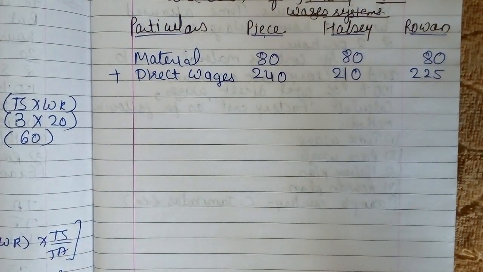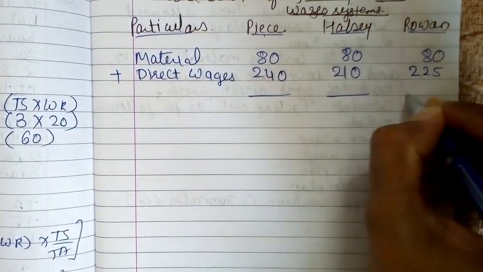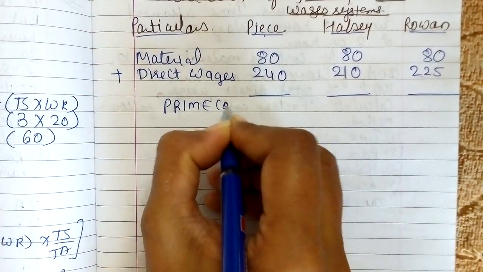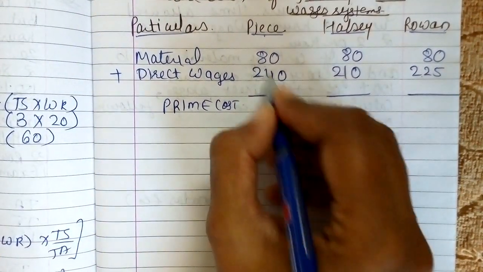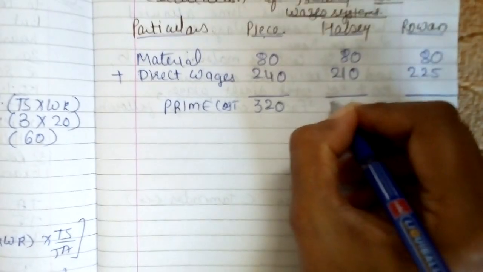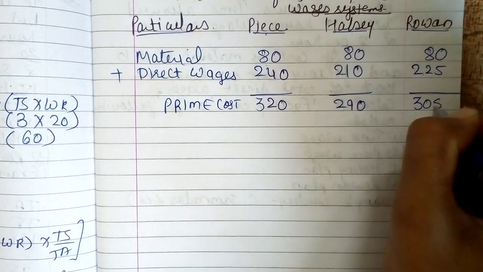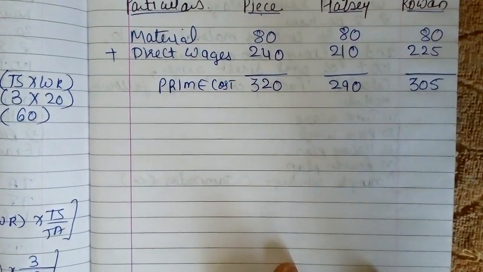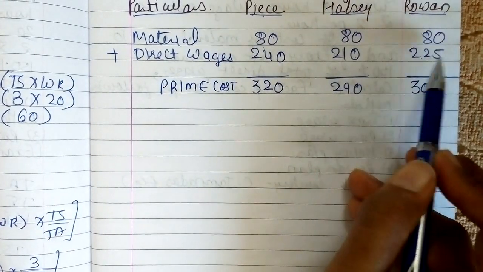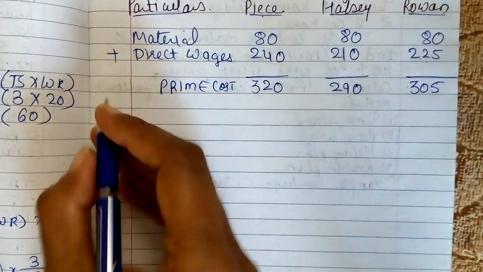Right? Now next, by adding these two we get our prime cost. So here it would be 320, this will be 290 and this will be 305. 80 plus 240, 80 plus 210 and 80 plus 225. So this represents the prime cost.